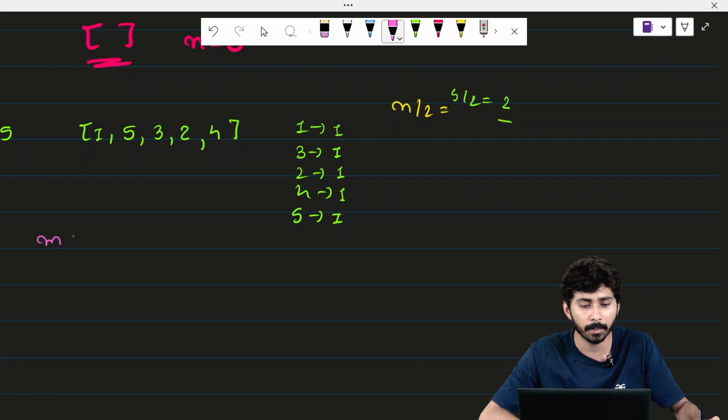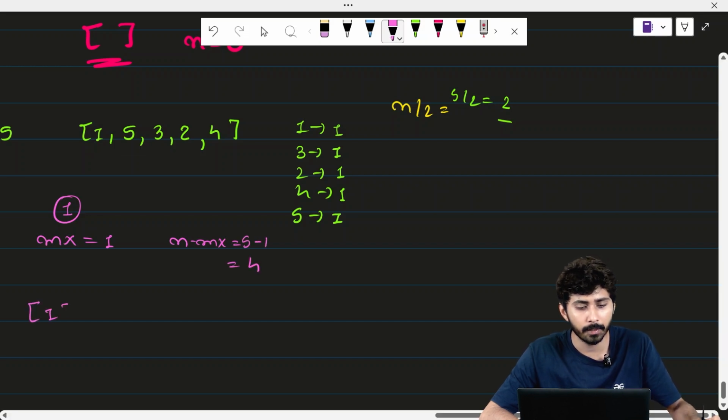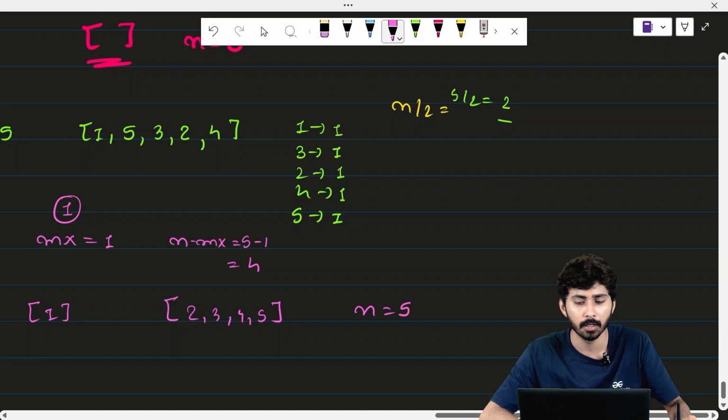But then also I'll take the maximum frequency. Maximum frequency of an element is what? 1. And I'll call it mx. And the remaining elements are what? N minus mx. That is, here 5 elements are there, 5 minus 1, you will get 4. Okay, so here I have one element which I have taken as the highest frequency, and the other elements are what? 2, 3, 4 and 5. These are the remaining elements. What is the size? Size equals to 5. Now here size is odd.